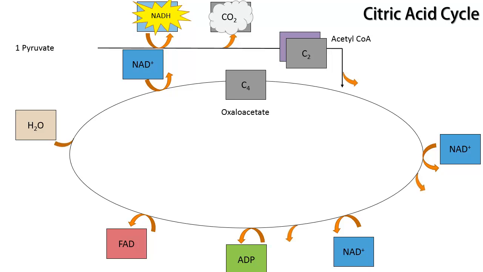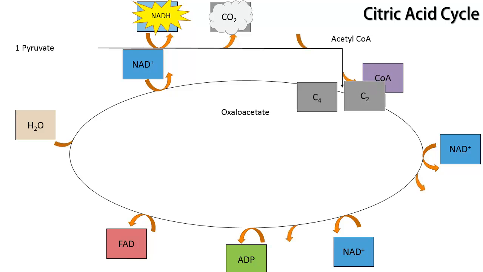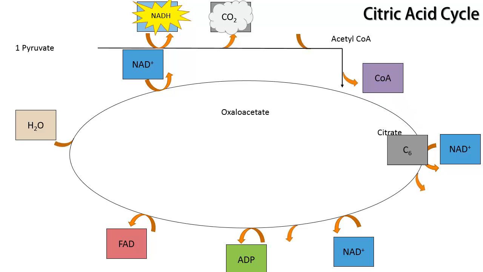Now the only reason why it's attaching there is because there's an empty spot on it, and that empty spot is taken by the CoA. Until it hits oxaloacetate, then the CoA is no longer needed, and the oxaloacetate, which is a 4-carbon molecule, bonds with the 2-carbon molecule to form a 6-carbon molecule called citrate. So this is the beginning of the citric acid cycle, this formation of citrate.